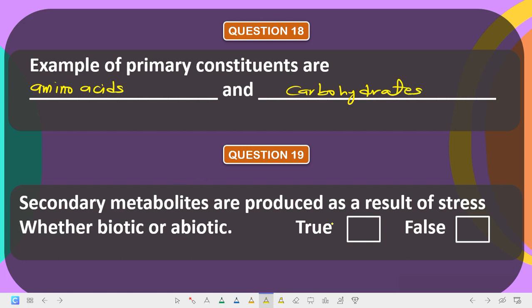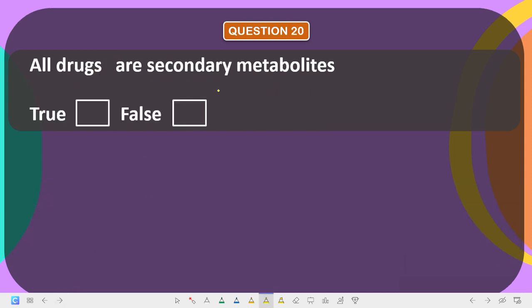Secondary metabolites are produced as a result of stress, whether biotic or abiotic. All drugs are secondary metabolites.